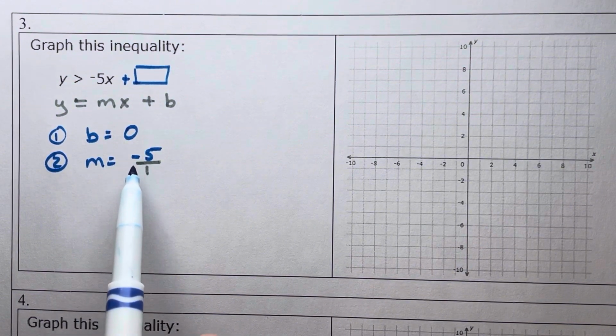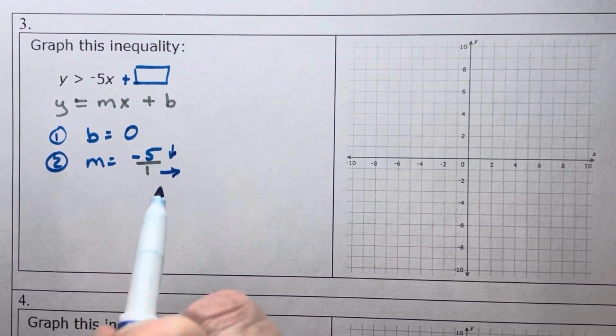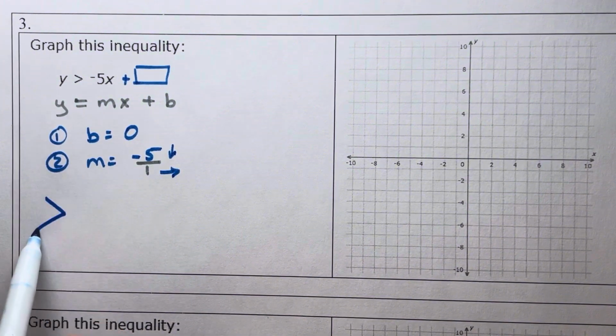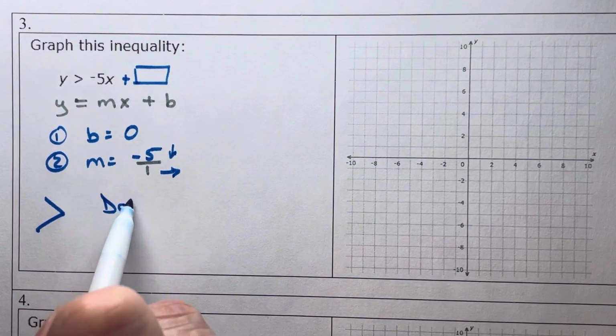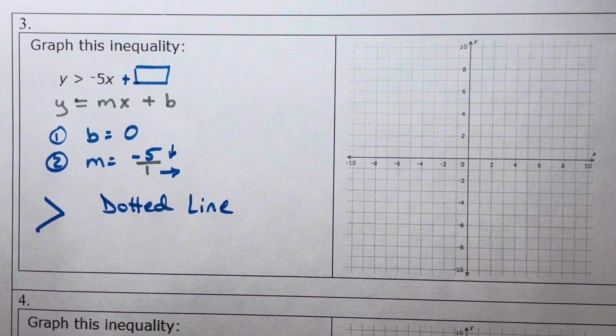Due to this being a negative slope, we are going to travel down and to the right. Let's look at our inequality symbol. We have a greater than. Since this is strictly a greater than, then we know this will be a dotted line. And because it is greater than, we are going to shade above.